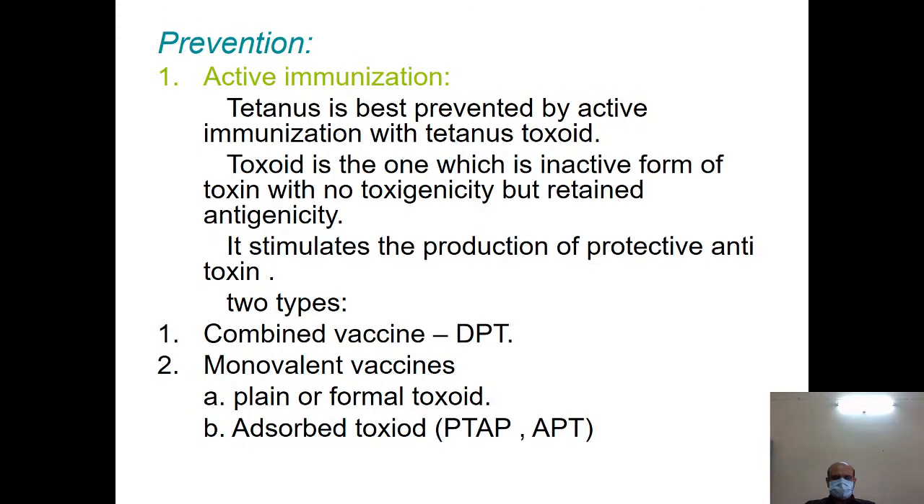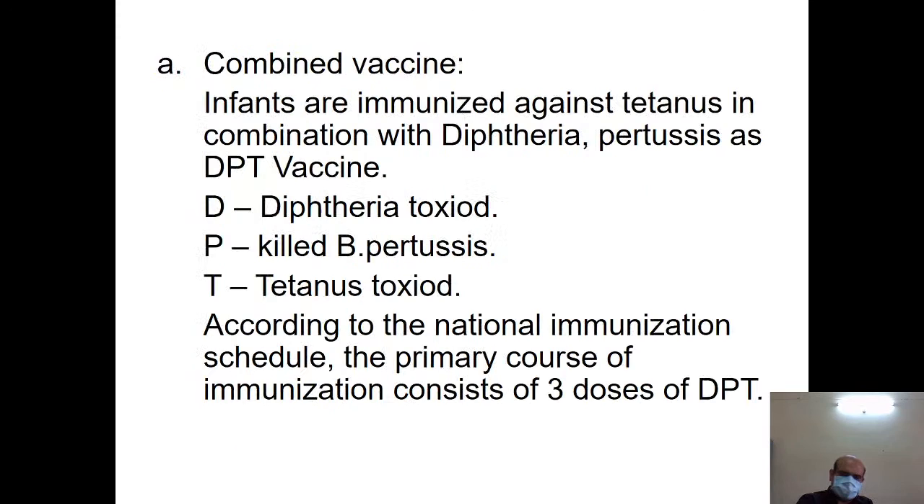Those are of two types: combined vaccine, that is DPT, and monovalent vaccine, a plain or formal toxin, absorbed toxin, and so on. With the combined vaccine, infants are immunized against tetanus in combination with diphtheria and pertussis as DPT vaccine.